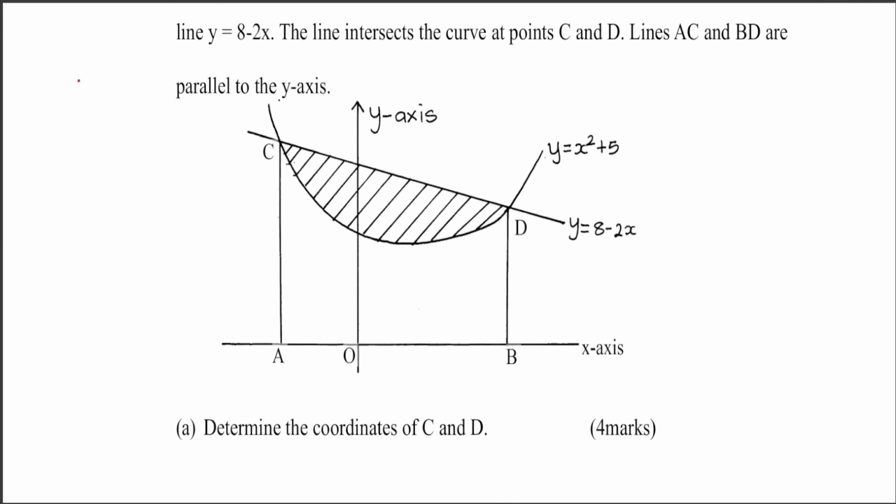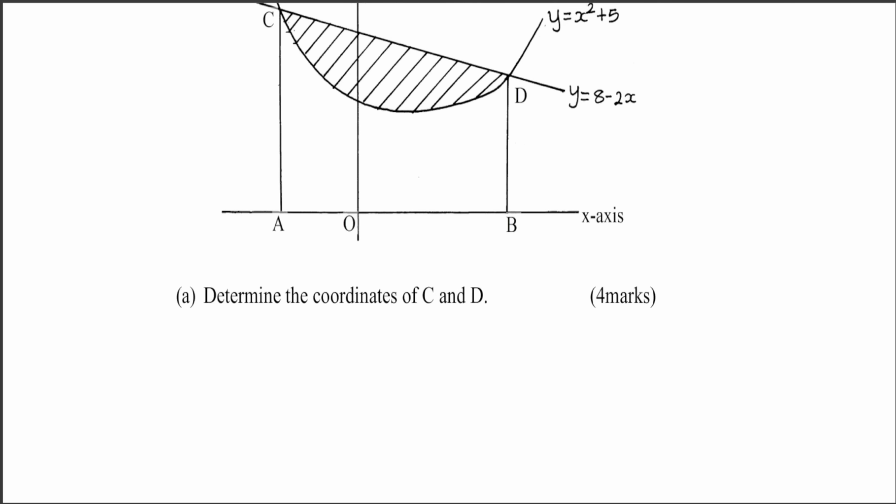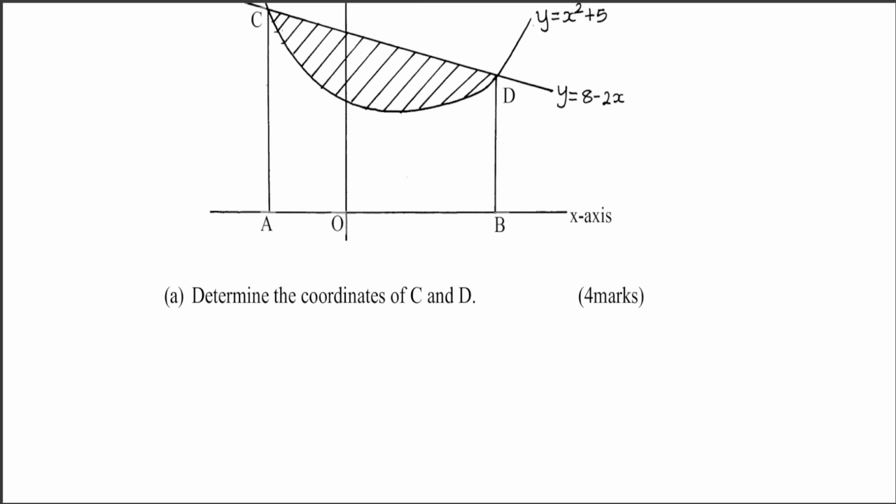So now, for you to determine the coordinates of C and D, basically what we need to do is write those two equations for the curve and for the line. So the curve and the line meet up with each other. We know that y equal to x squared plus 5. So where they intersect are your points, which are C and D. The curve and the line intersect at C and D. So y equal to x squared plus 5, and the other one is y equal to 8 minus 2x.